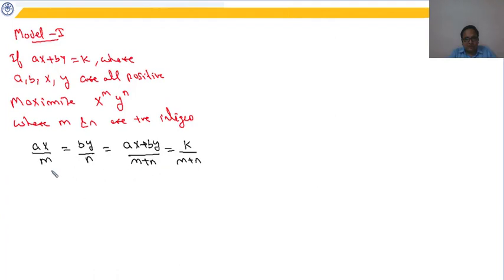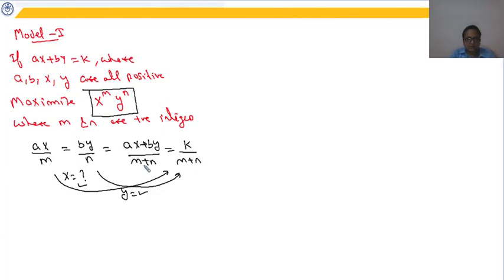So if we equate the first and the last part, we get the value of x. And if we equate the second and the last part, we get the value of y. So substitute the values of x and y in this expression, you will get indirectly the maximum value. Now this is one way, what the model says, a shortcut. Let's take an example and try to learn this also.